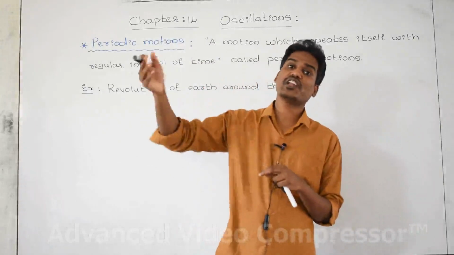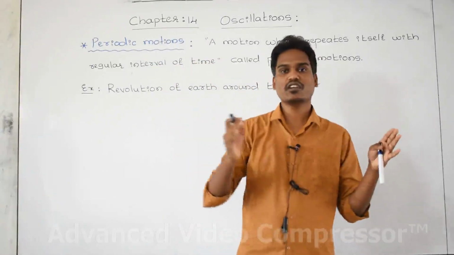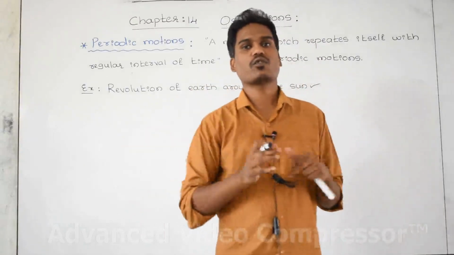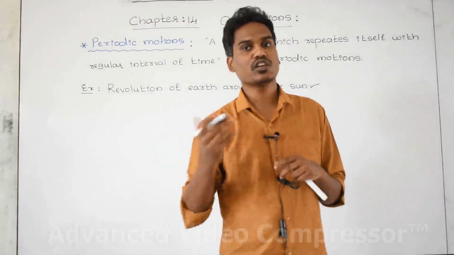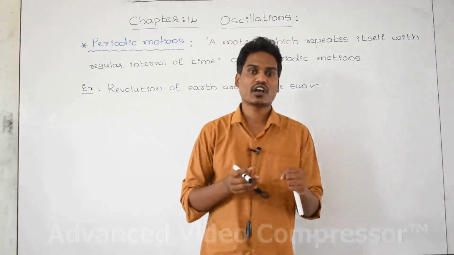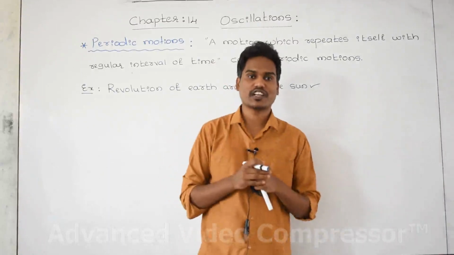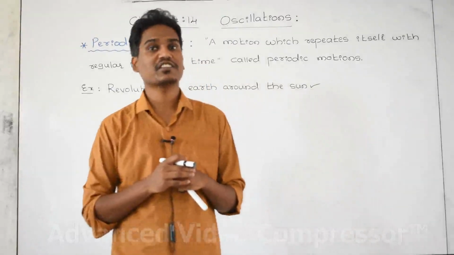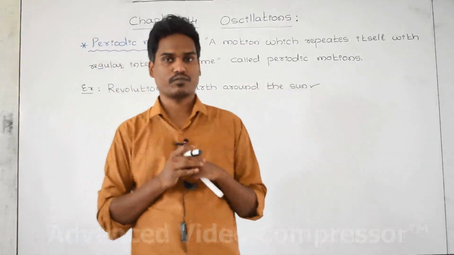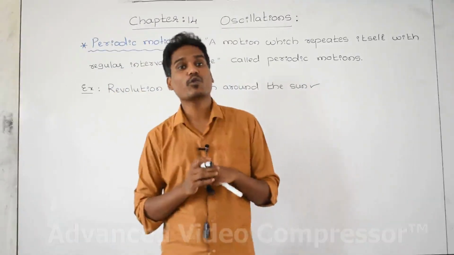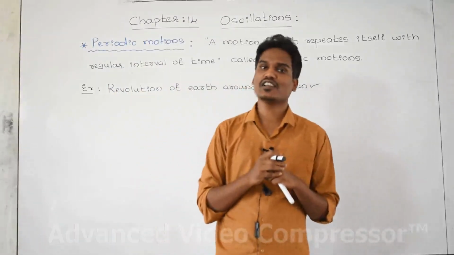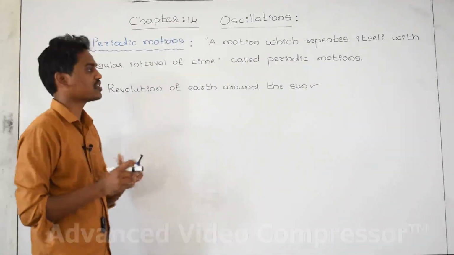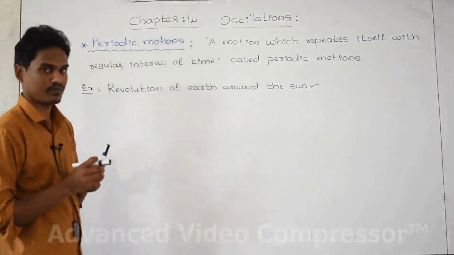Rotation and spinning motion are the same, but revolution is different and rotation is different. A body which is moving about its own axis is called a rotation or a spinning motion. A body which is moving around another object is called a revolution. For example, the earth moving around the sun is not a rotation, that is a revolution. And the earth moving about its own axis is called a rotation or spin. The revolution of the earth around the sun is an example of periodic motion.